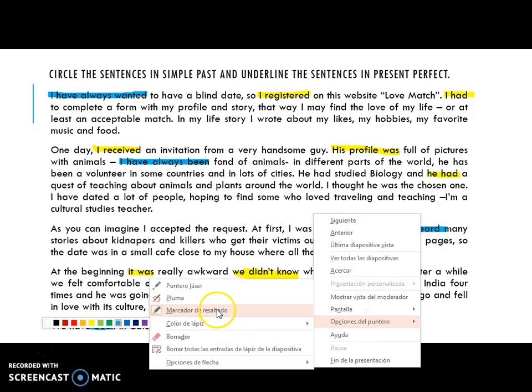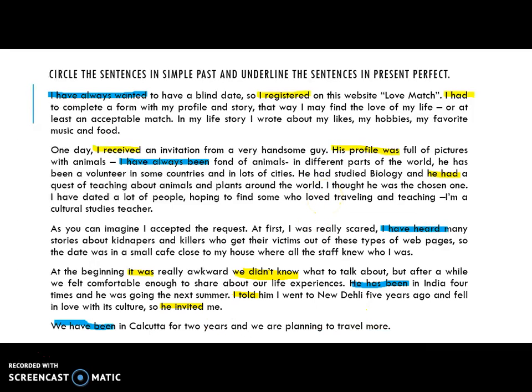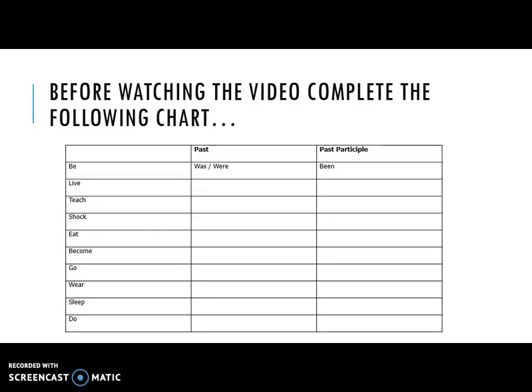Now we're going to continue and talk about the differences. Before we continue, take a minute, think about the past simple and past participle forms of the verbs in the chart. Put the video on pause and complete the chart.